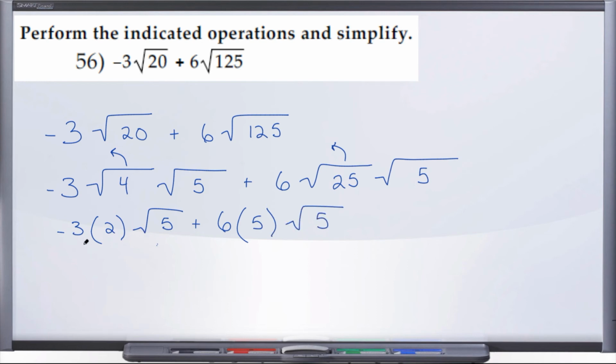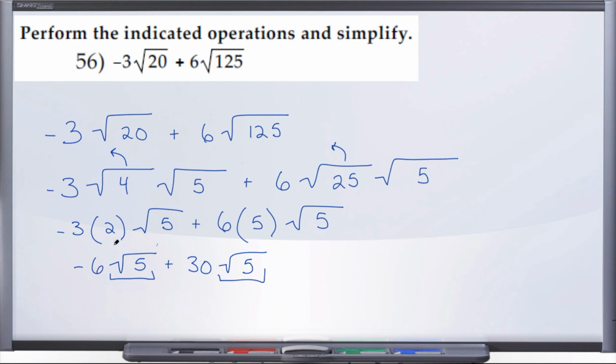Let's go ahead and multiply here. So negative 3 times 2 gives us negative 6. Rewrite our bad stuff. Plus 6 times 5 gives us 30. Rewrite our bad stuff. And now that our radicals are identical, these two terms are considered like terms, and now we can go ahead and combine them.